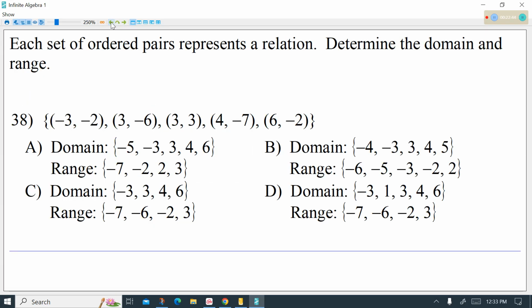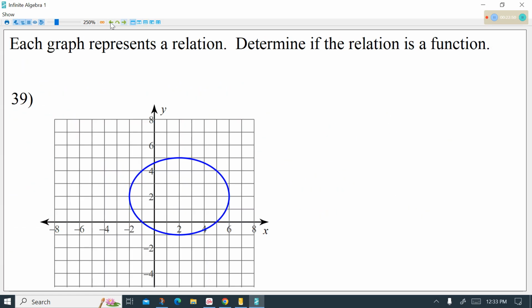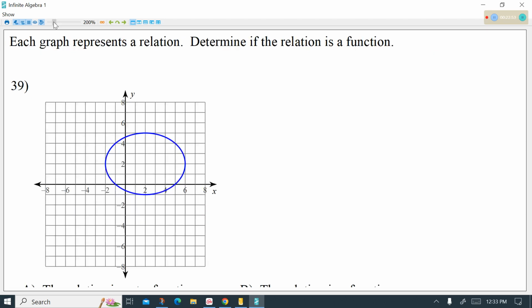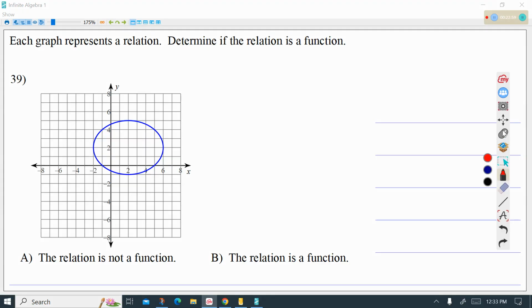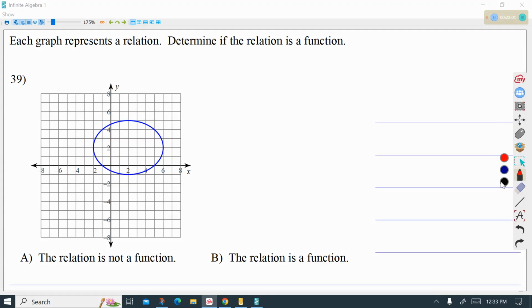Great. So at this point, it seems like we might be ready to continue moving on to graphs. So we'll do the vertical line test right here. At this point, we're ready to understand this concept called the vertical line test. So I'll have you guys write this down. The vertical line test.